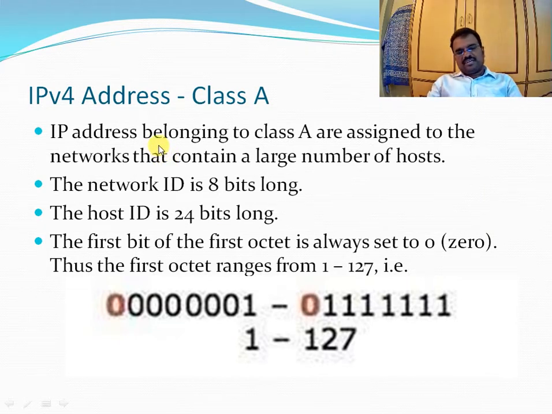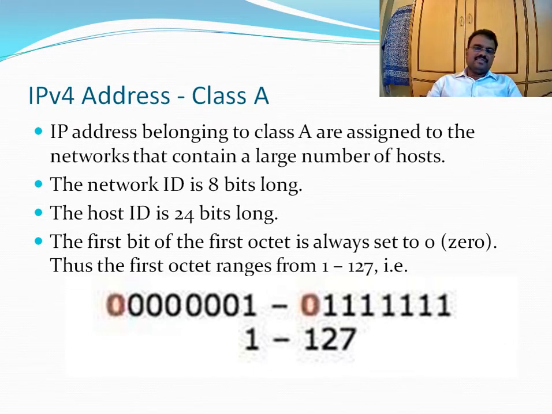If we see what are the details about class A, class B, class C, class D and class E. So now we will see the class A details. IP addresses belonging to class A are assigned to the networks that can contain a large number of hosts. If we are going to establish or connect a large number of nodes in the network, then generally we use the class A addressing scheme.